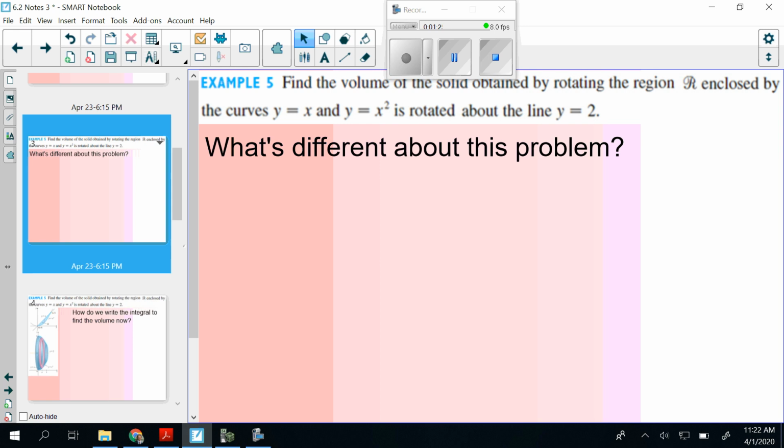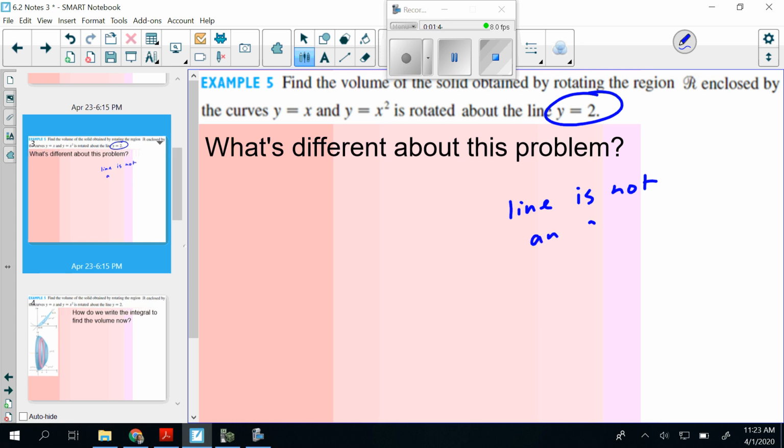What's different about this problem than the ones we've done so far? Well, all the other ones we've always either rotated around the x-axis or y-axis. Now we have a line that's different here. We're rotating about a line that's not an axis. So what we need to do is adjust what these radiuses become, because your radius distance is now going to be different.